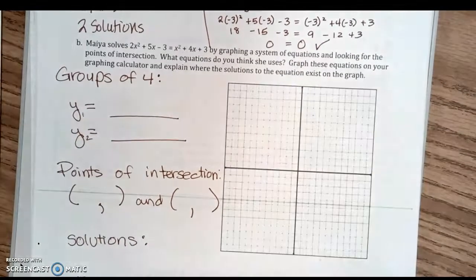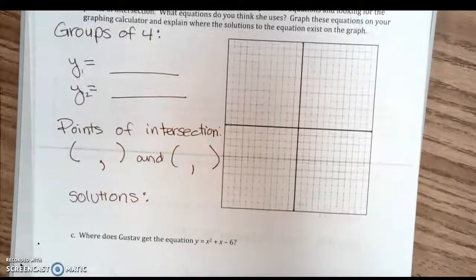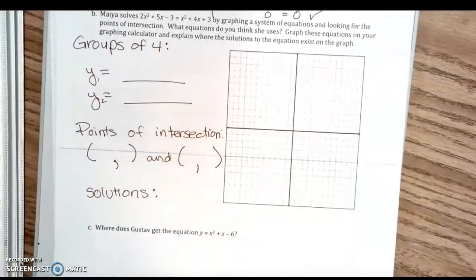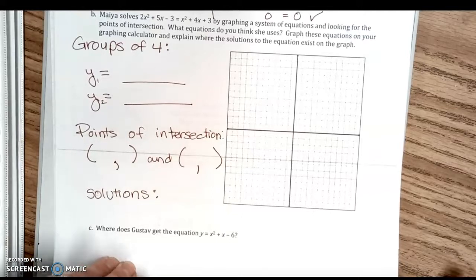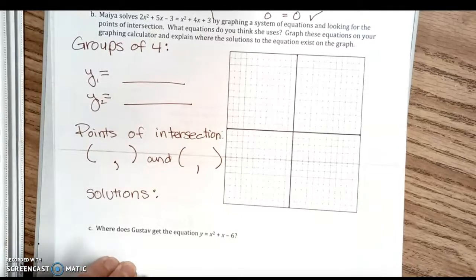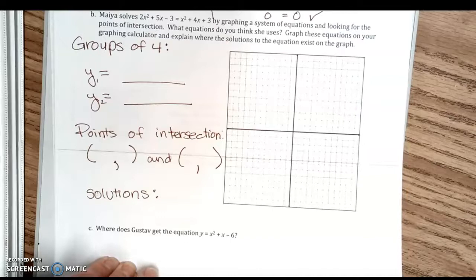Okay? So where does Gustav get the equation y equals x squared plus x minus 6? We sort of already answered that. We said that he basically combined like terms on one side of the equation. Moved them all over to one side. We set it equal to 0. He set it equal to y. So that he could graph it. Okay? Any questions on page 8?